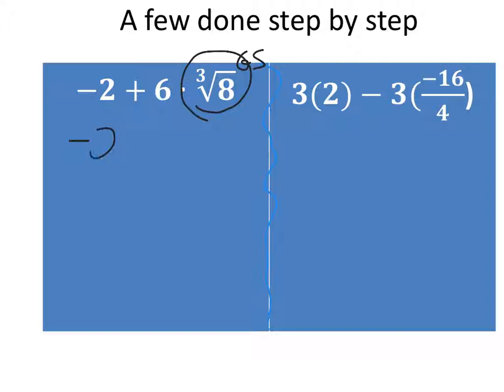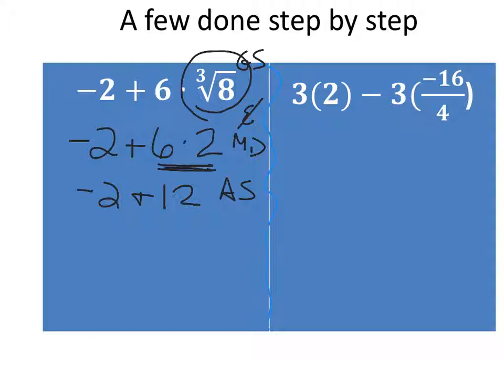So the negative 2 plus 6 times the cube root of 8, which is 2, because 2 times 2 times 2 is 8. There are no exponents, and so now we're going to look for multiplication or division in order. So here is our next piece. So you're going to get negative 2 plus 12. And then there's just addition and subtraction left. So negative 2 plus positive 12 is positive 10.